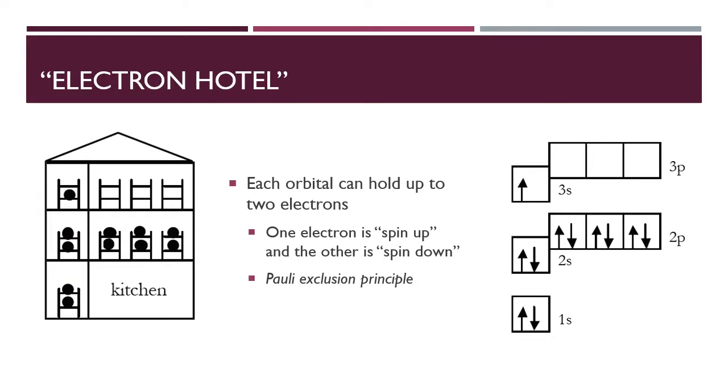Each orbital can hold up to 2 electrons in it. One electron will be spin up, usually represented by an arrow pointed upwards in an orbital diagram, and the other is spin down, usually represented by a downwards arrow in an orbital diagram. This idea is known as the Pauli exclusion principle, the idea that electrons must spin in opposite directions if they are in the same orbital.